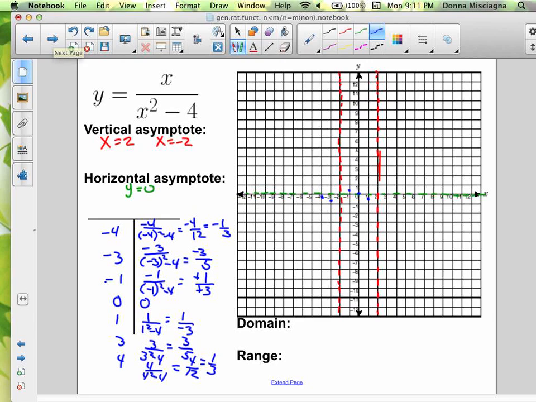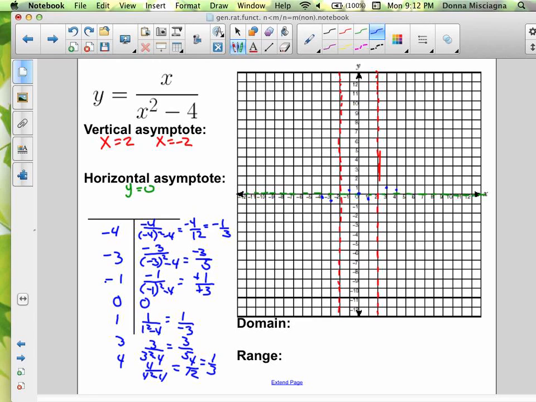In the middle, when we have 2 vertical asymptotes, the middle part is either going to look like an S or look like a U. That's why we need 3 points. If we only had 2 points, we couldn't tell if it was going to look like an S or look like a U. And then we'll plug in the point 3, 3/5. And the point 4, 1/3.